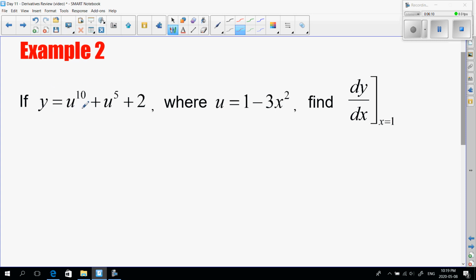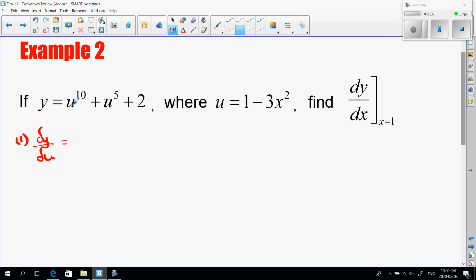They tell us y is equal to u to the 10th plus u to the 5th plus 2. They tell us u is equal to 1 minus 3x squared. They want me to find dy over dx when x equals 1. So first, I'm going to find the derivative of this, and I'm going to use Leibniz notation. The derivative of y with respect to u would be dy over du.